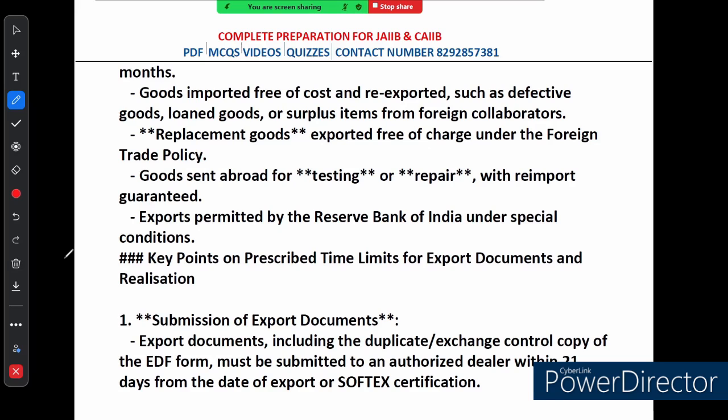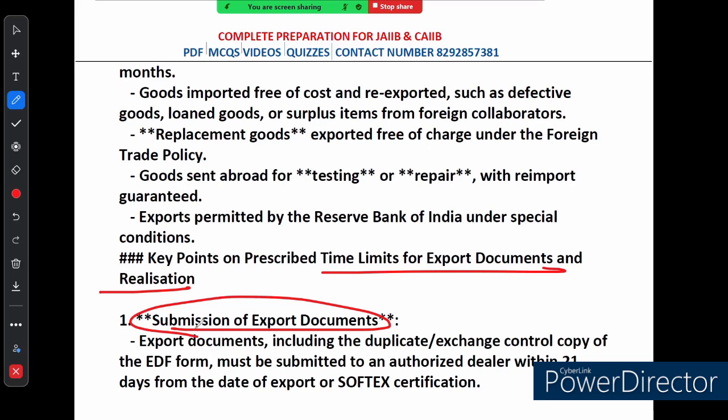Now let's come to the next part, that is the time limit for export documents and payment realization in India. This is what we are going to discuss. So what are the important time limits for submitting export documents and receiving payment, which are key to staying compliant with the regulation? Let's start with the submission of the export documents. Once you have made the export, you will need to submit all necessary documents, including the duplicate exchange control copy. We have discussed the exchange control copy, which was provided to you by customs after you submitted the EDF form, right? So you need to submit all necessary documents, including the ECC, duplicate of the EDF form, okay, within 21 days.